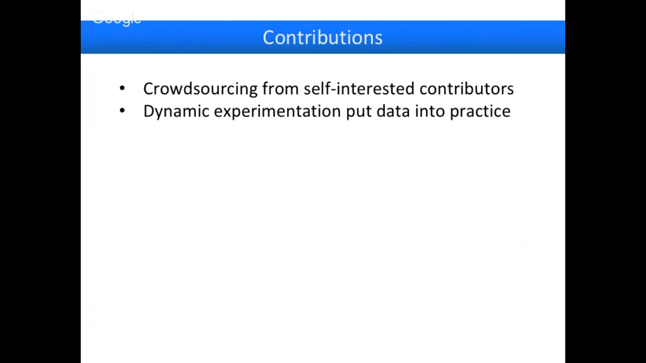And here's an example where we're actually using dynamic experiments, using Bayesian statistics to put data into practice to help people. So this is just a first step. There are many limitations and future ways you can improve this research.